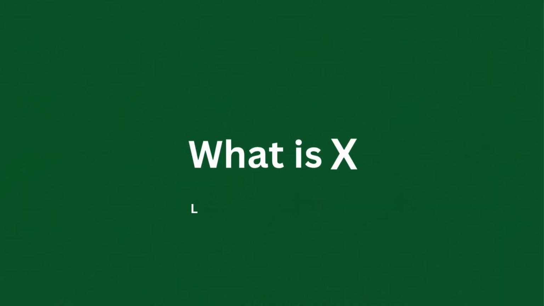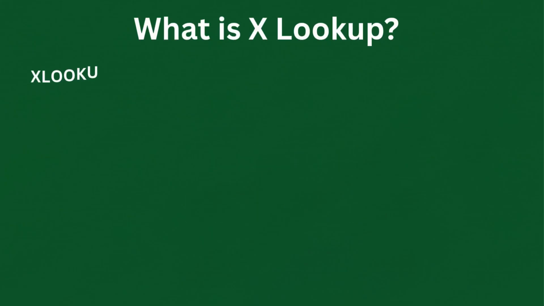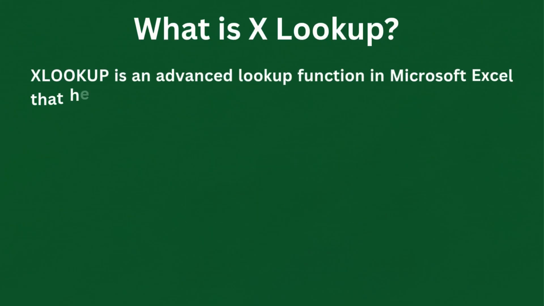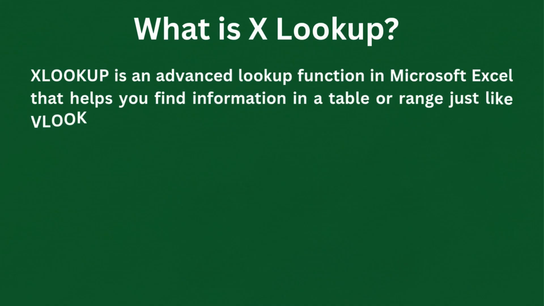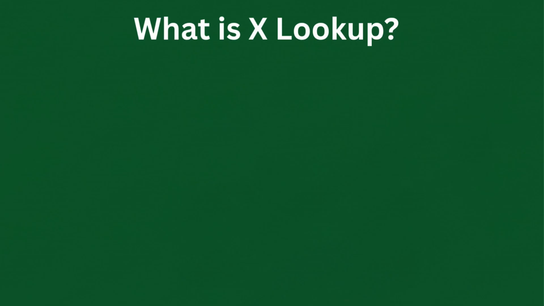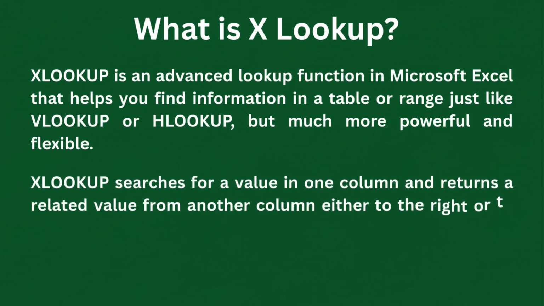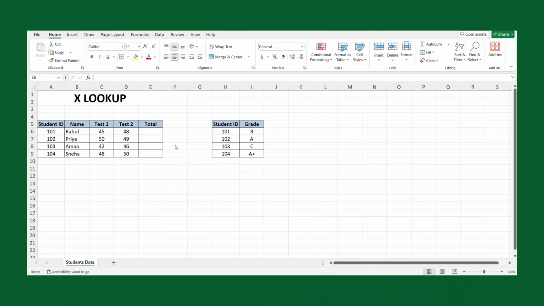What is XLOOKUP? XLOOKUP is an advanced lookup function in Microsoft Excel that helps you find information in a table or range, just like VLOOKUP or HLOOKUP, but much more powerful and flexible. XLOOKUP searches for a value in one column and returns a related value from another column, either to the right or to the left. Let's start with a simple example.